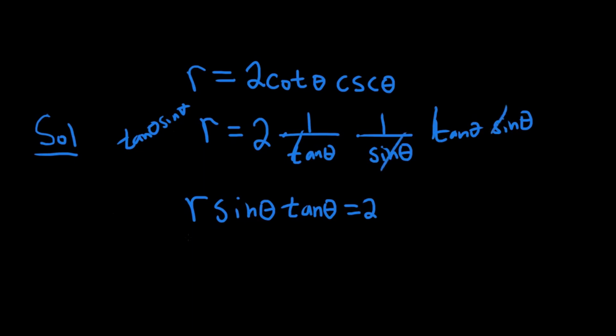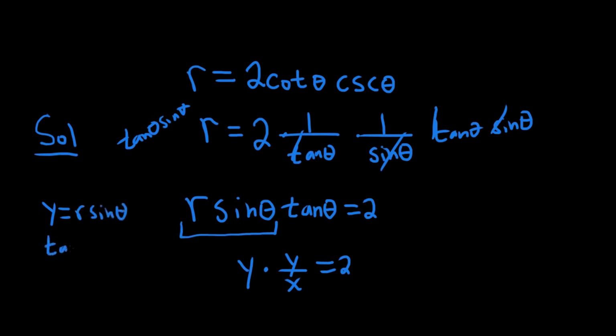So now we can use some formulas. Recall that r sine theta is equal to y, and tangent of theta is y over x. These are formulas for conversion. So y is equal to r sine theta, and tangent of theta is equal to y over x. These are some of the conversion formulas. So this leads us to y squared over x equals 2. Then you can multiply both sides by x, and that'll give us y squared equals 2x.